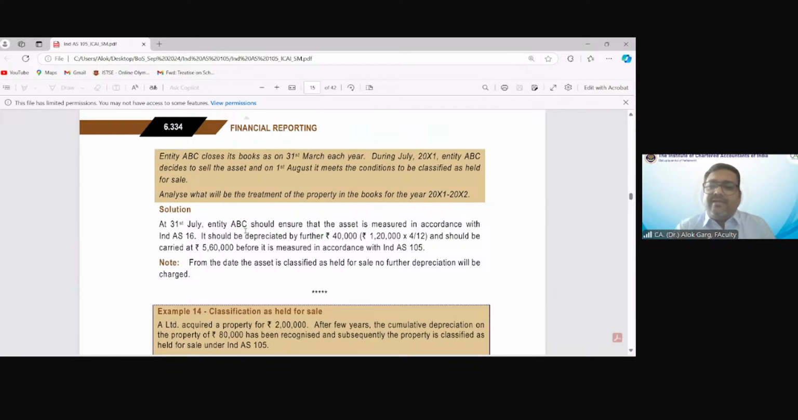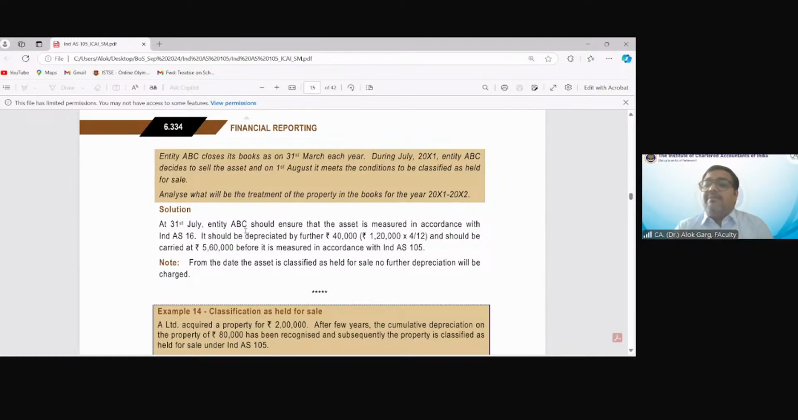We understood that this standard deals with those non-current assets which are held for sale. Which assets will be covered in this standard? Number 1, property, plant and equipment. Number 2, intangible asset. Number 3, investment property. And number 4, goodwill. Largely these assets will be covered under this standard when they become held for sale.